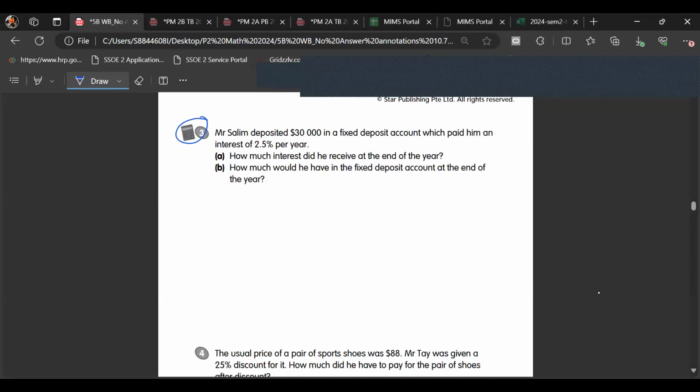Here the fixed deposit account pays an interest of 2.5% a year. So this is the original amount. Then you have 2.5% a year, this is the interest. How much interest do we earn at the end of the year? How much do we have in the account at the end of the year? So this is the final amount. Very similar to the previous questions in terms of the phrasing.